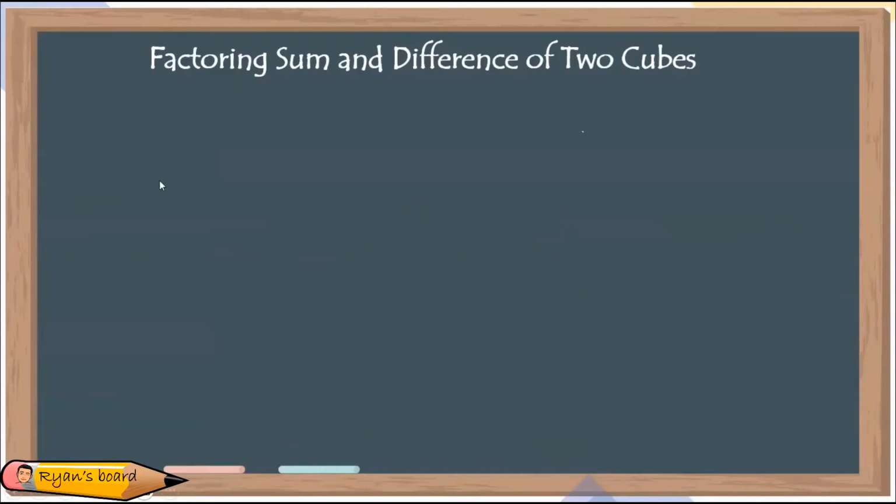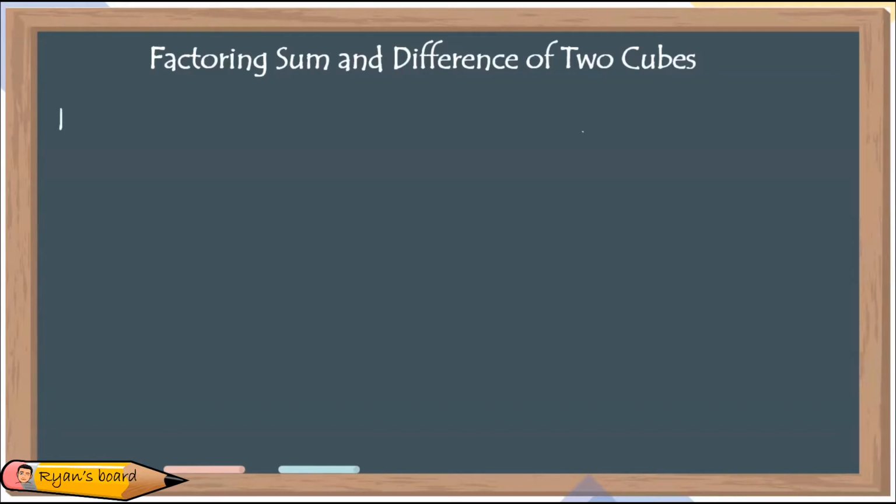Okay, so ngayon pag-uusapan natin kung paano mag-factor ng sum and difference of two cubes. Now, pag sinabing sum or difference of two cubes, dapat yung first at yung second term, yung last term, ay perfect cube. Ano yung mga perfect cubes? Example ng perfect cube ay 1.